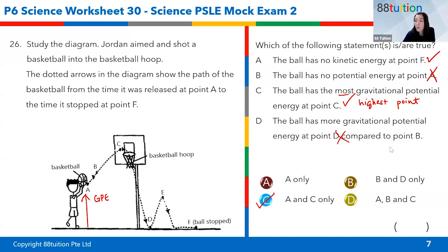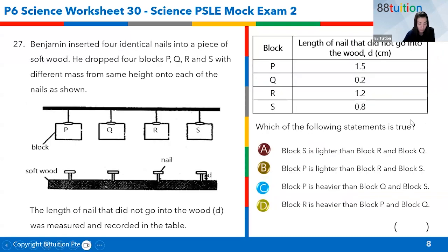All right, so let's go on. Question 27. Do you understand this one? Do you understand how this thing works? I suspect those of you who got this wrong didn't really understand. So Benjamin inserted 4 identical nails. So these are the nails, 1, 2, 3, 4, onto a piece of soft wood.